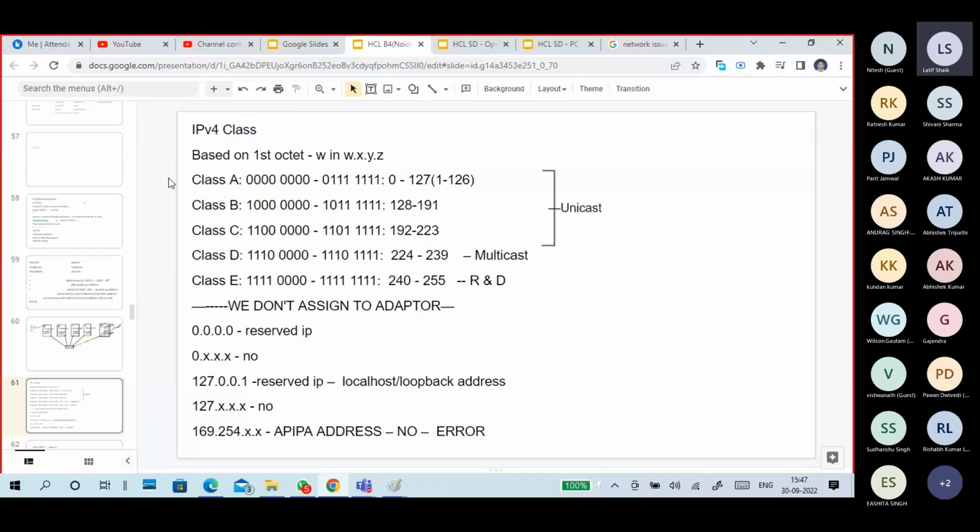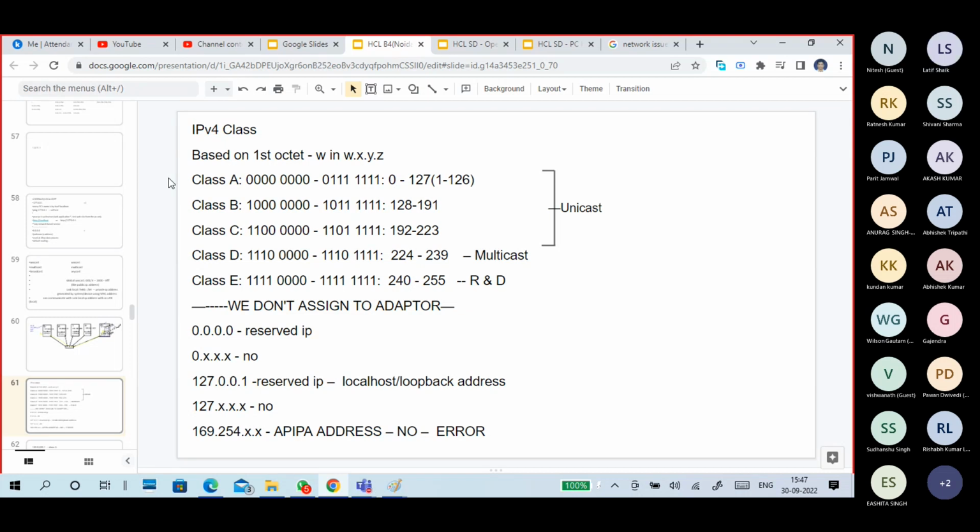The total IP address range is divided into 5 classes, and to identify which class it is, we divide the classes based on the first octet of the IP address. An octet ranges from 0 to 255, and the class is based on the first octet of the IP address.